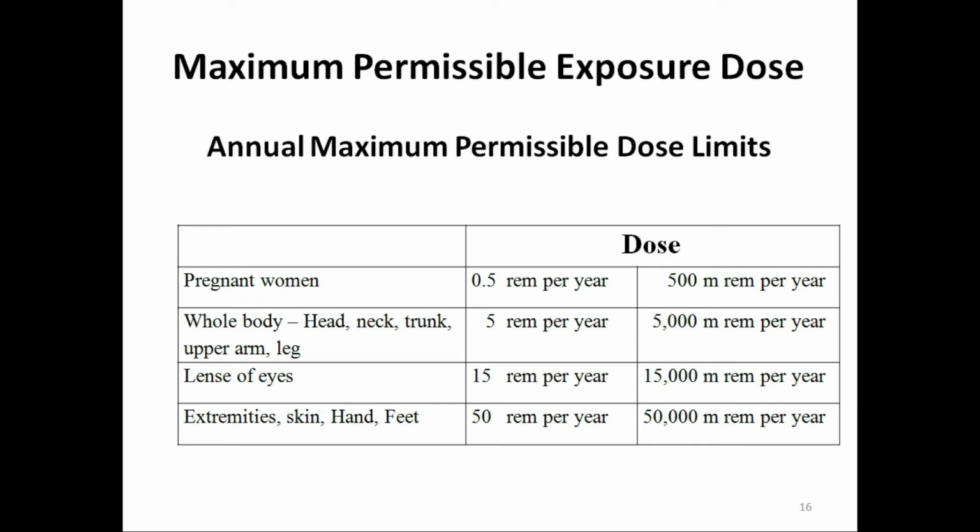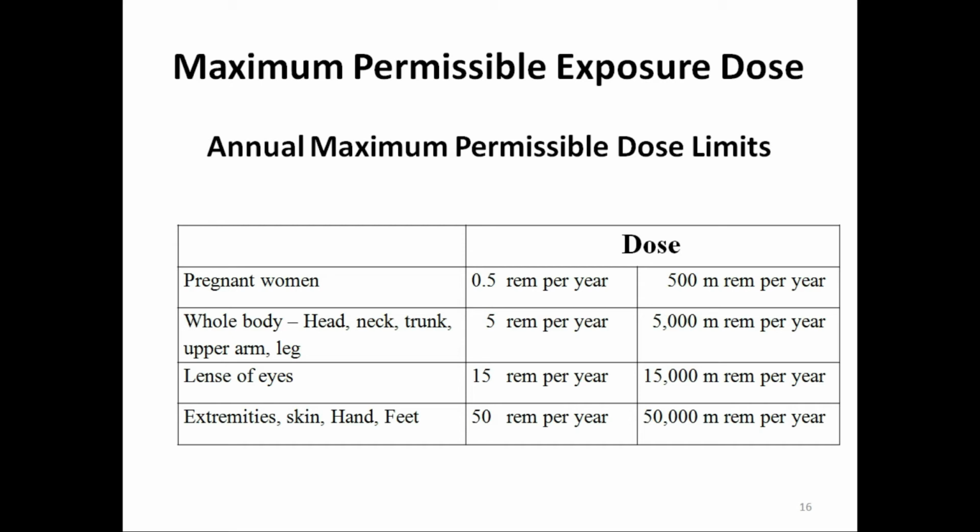The human body has a repairing mechanism to reverse the damage caused by ionizing radiation, and it is effective up to 160 millirem per year. Workers working in the nuclear industry experience a high dose of around 5000 millirem per year.